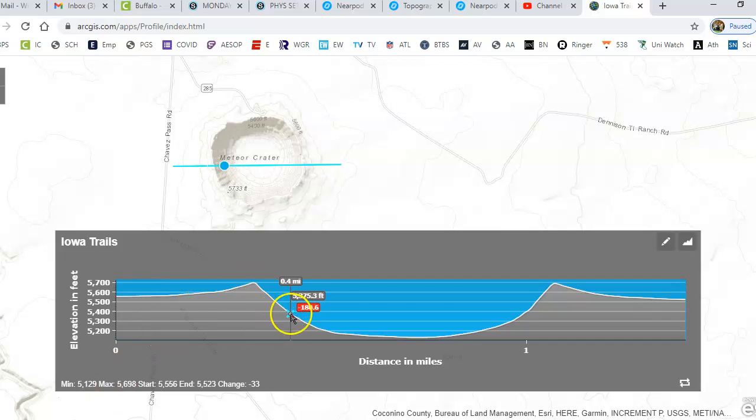And it does. See that big bowl shape, right? That's all the way across. And then these are the steep sides of the crater, and you can see the lines are very close together.